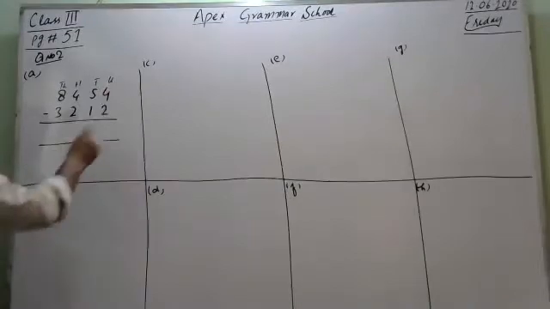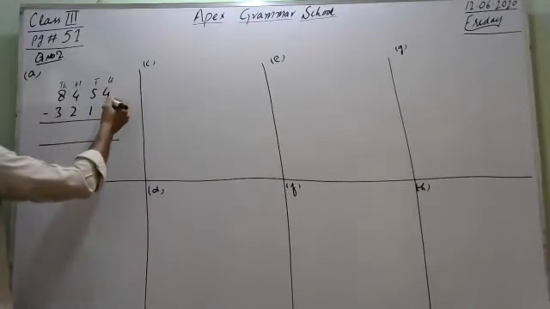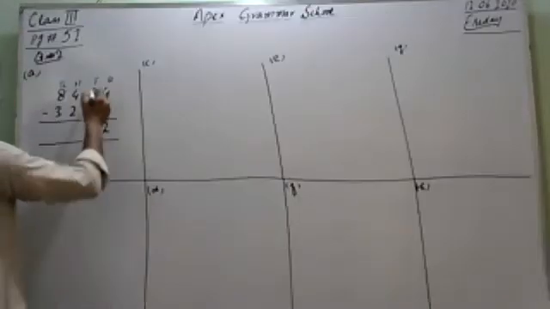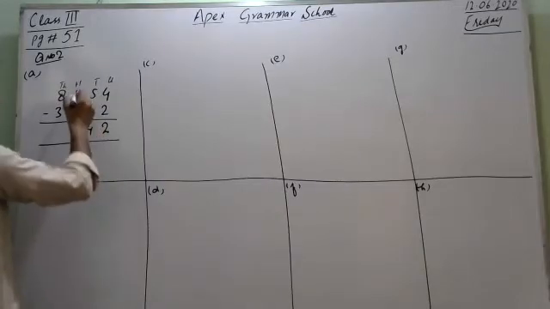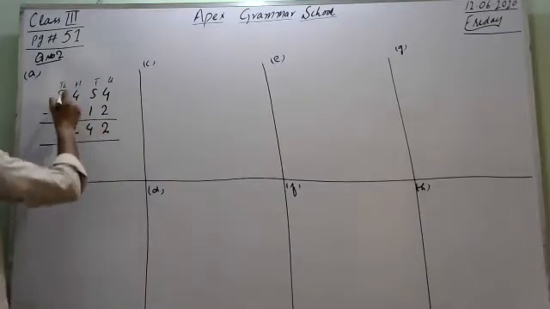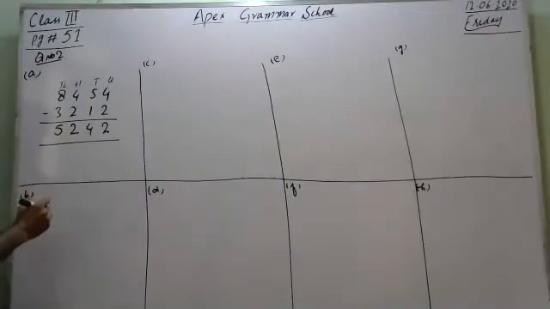From extreme right side, we will start our subtraction. 4 minus 2, this is 2. 5 minus 1, 4. 4 minus 2, 2. 8 minus 3, 5. This is A part, question number 2, page number 51.